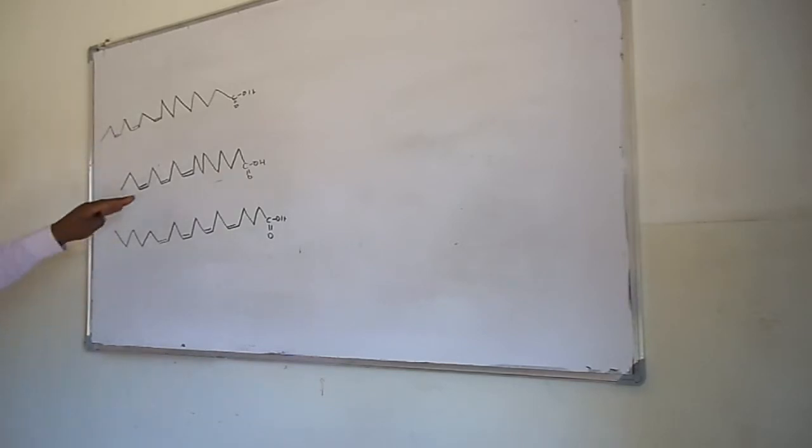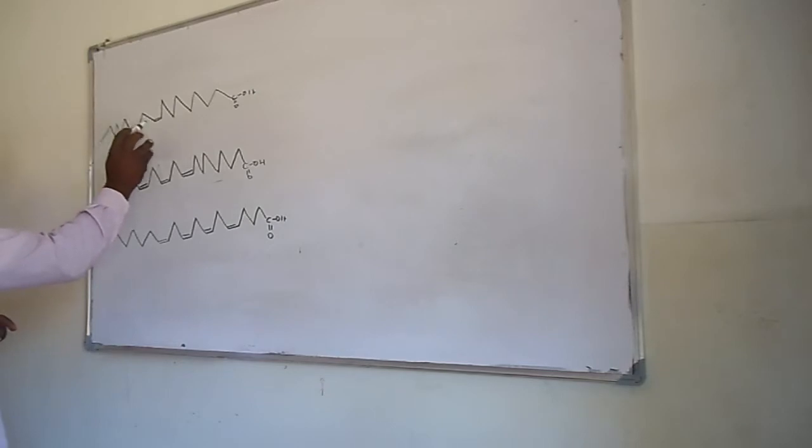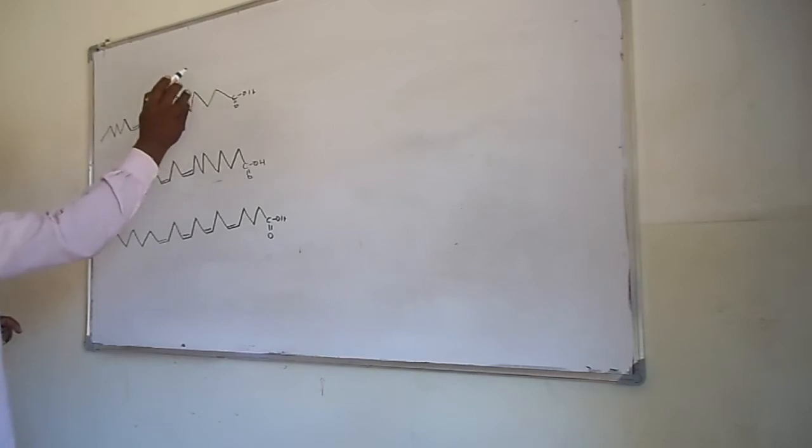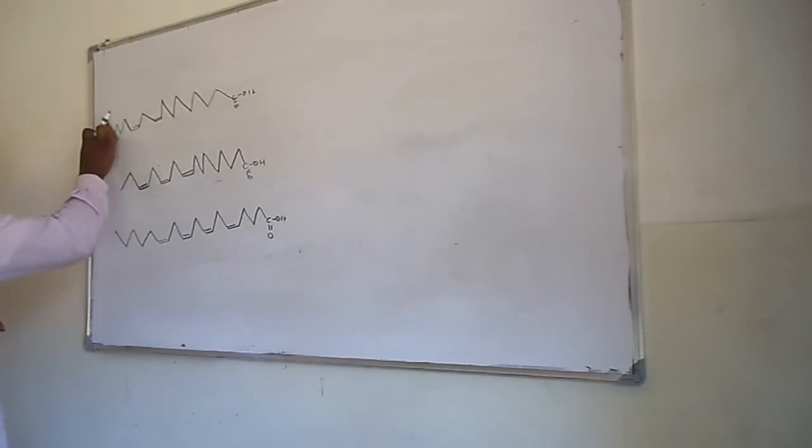Here there are how many double bonds? There are 3, so we can as well do it this way. 1, 2, 3, 4, 5, 6, 7, 8, 9, 10, 11, 12, 13, 14, 15, 16, 17, 18, 19. So one must go out.